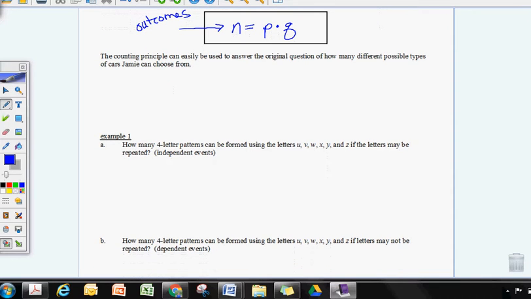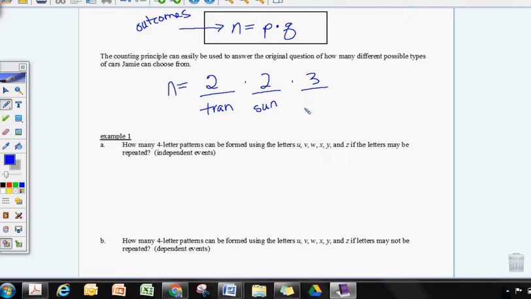So the counting principle can be easily used to answer many different types of questions, like the cars that he had. So N, just going back to that first example, he would have 2 types of transmissions times 2 types of sunroof options.